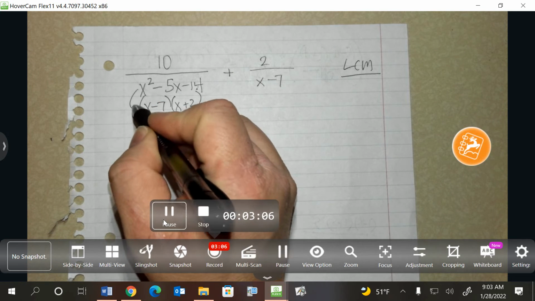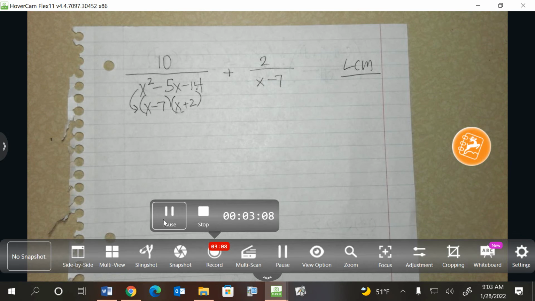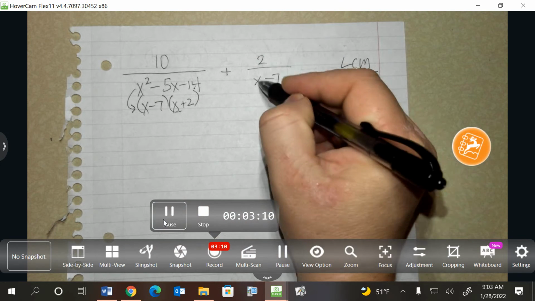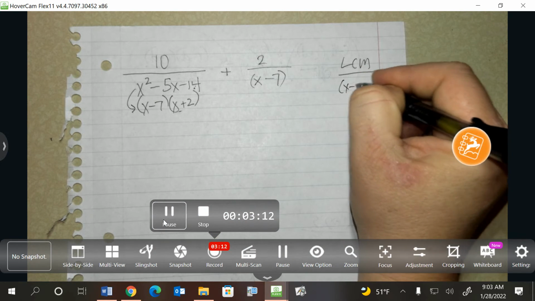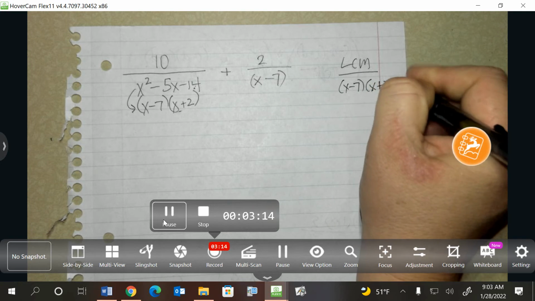So these are equivalent forms. And so when I look here, I have the two groups. Over here, I have one group. So the LCM is x minus 7 and x plus 2.